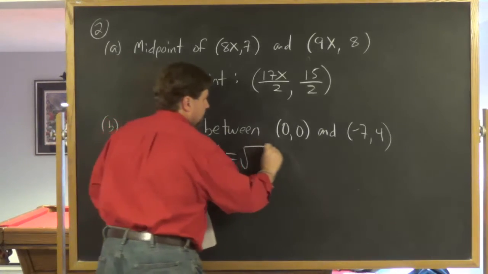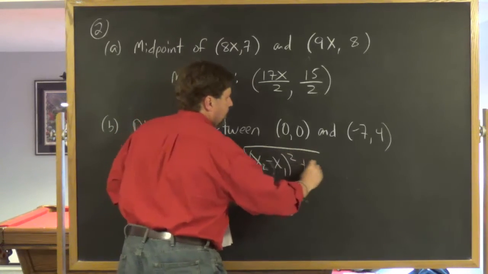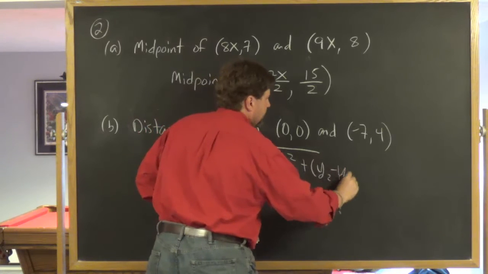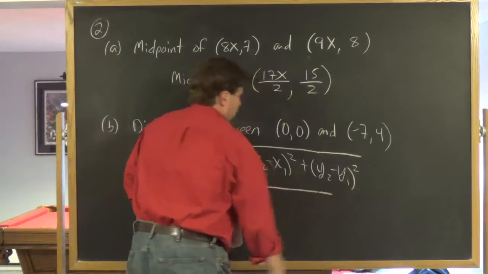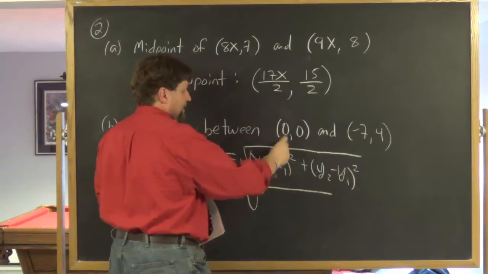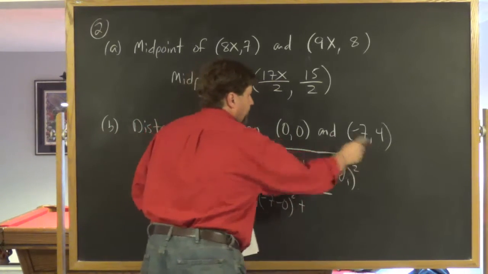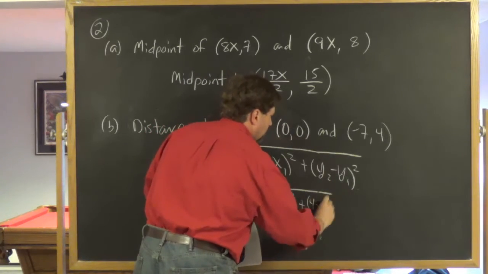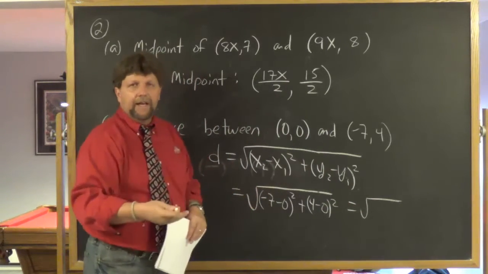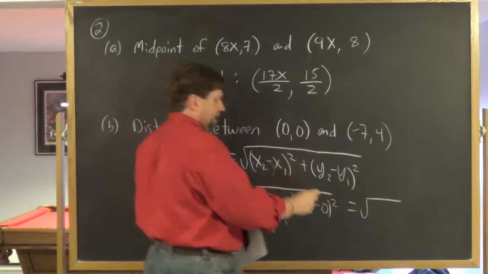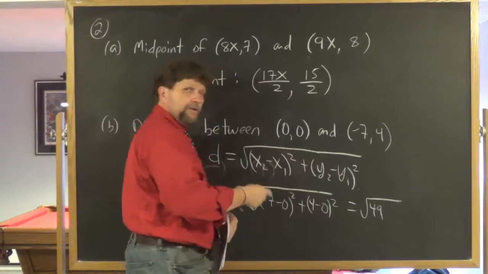In part B, you have to know the distance formula, so recall that the distance between 2 points is the square root of x sub 2 minus x sub 1, quantity squared, plus y sub 2 minus y sub 1, quantity squared. And we just substitute in. So I'd have negative 7 minus 0 squared plus 4 minus 0 squared. Now let's see, negative 7 minus 0, that's, well, negative 7. Negative 7 squared is 49. 4 minus 0 is 4. 4 squared is 16.